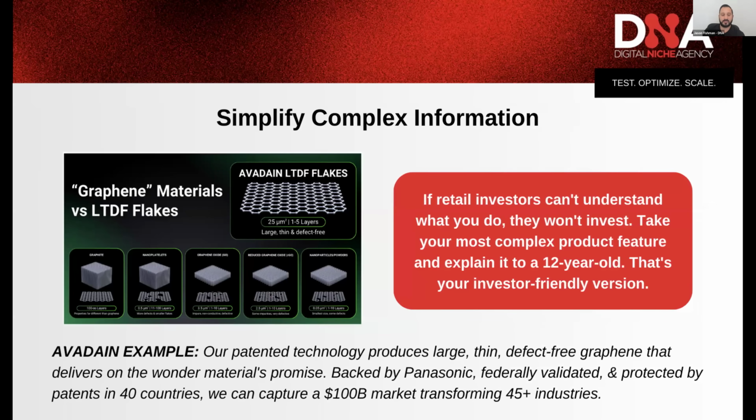That's your investor-friendly version. Our patented technology produces large, thin, defect-free graphene that delivers on the Wonder Material promise. Wonder Material, backed by Panasonic. Just learn about why that matters. Federally validated and protected by patents in 40 countries, we can capture a $100 billion market, transforming 45-plus industries. This is an issuer that raised $5 million in 43 days on a Reg CF.